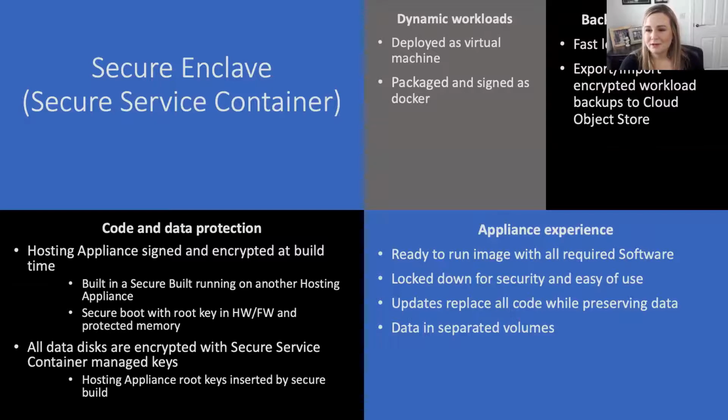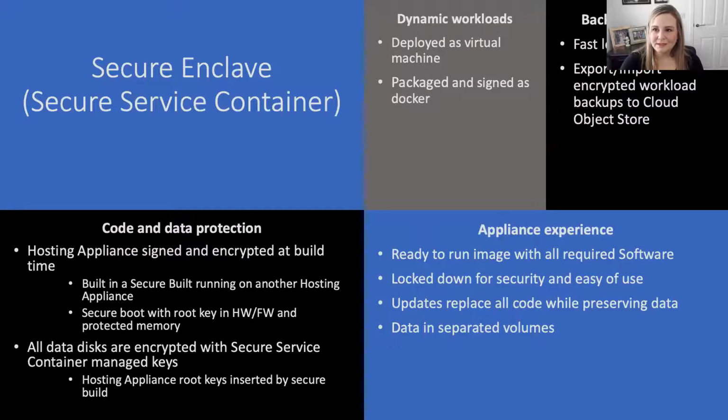Within this, you can run an image. It's going to be locked down for ease of use. It has updates to replace all the code and preserve the data, and the data is going to be separated across volumes. You can still do backup and restore. You can export and import encrypted workload backups to things like Cloud Object Store. And you can run dynamic workloads. So this is basically deployed as a virtual machine. You can run things that are packaged and signed by Docker. So this is where you could use things like Docker Trust to know what's running inside the secured environment.